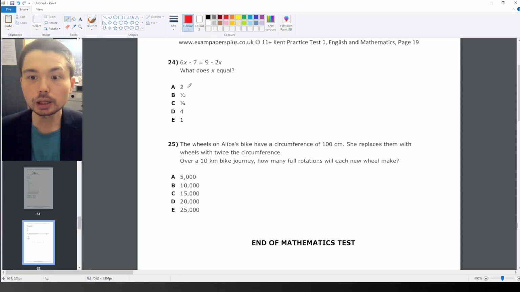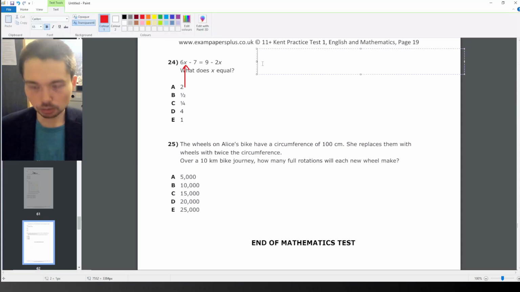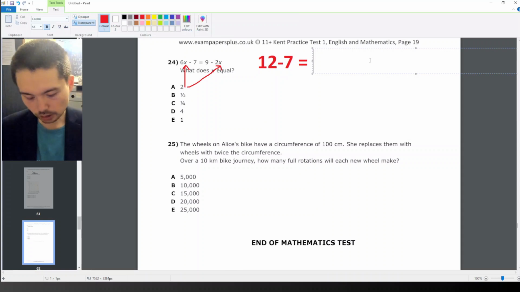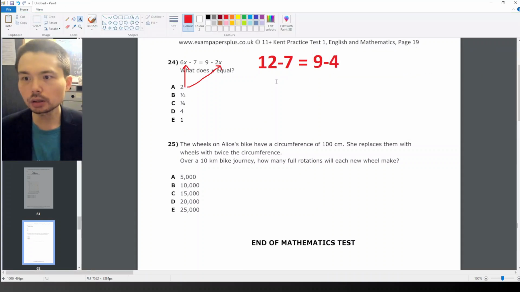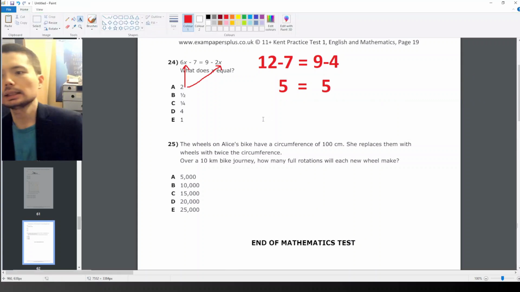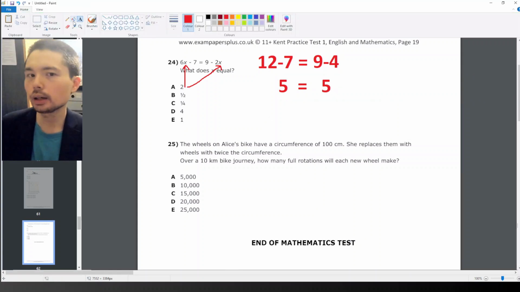So let's just go in order. A, let's put 2 into here and see if it works. Whenever a number is next to a letter, it means we multiply. So 6 times 2 is equal to 12, minus 7. And then how about the right side? Well, put 2 into here as well. So we get 9 minus 4, 2 times 2, 4. Now, does it work? Well, 5 on the left and 5 on the right. That is so lucky that the answer is A. Oh dear, that's too lucky.